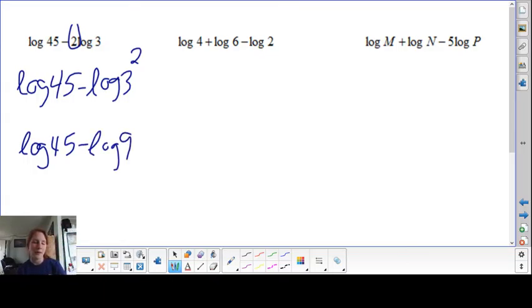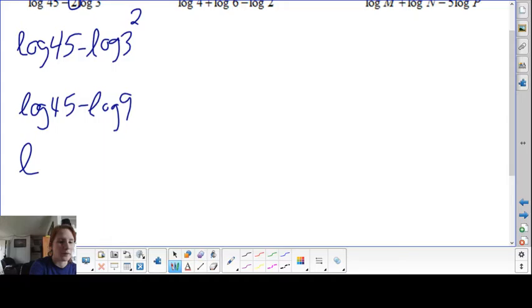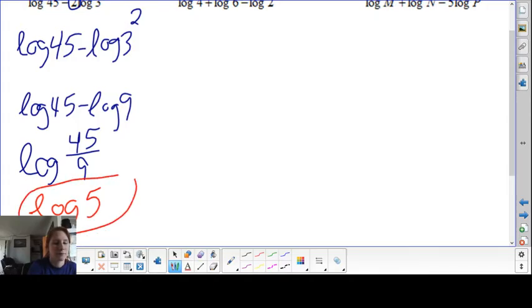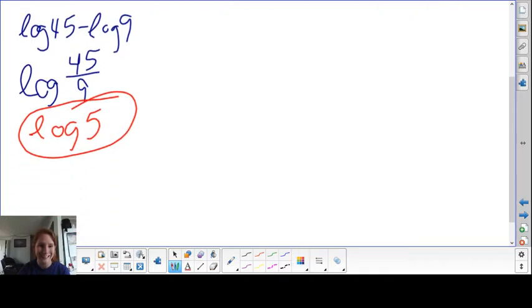And what mathematical operation did subtraction deal with? Multiplication or division? Division, good. So then I can put this together by saying log of 45 divided by 9. Someone refresh my memory. What is 45 divided by 9? Good. So my answer here is log of 5. If I can, I'm going to simplify it out as far as I can.